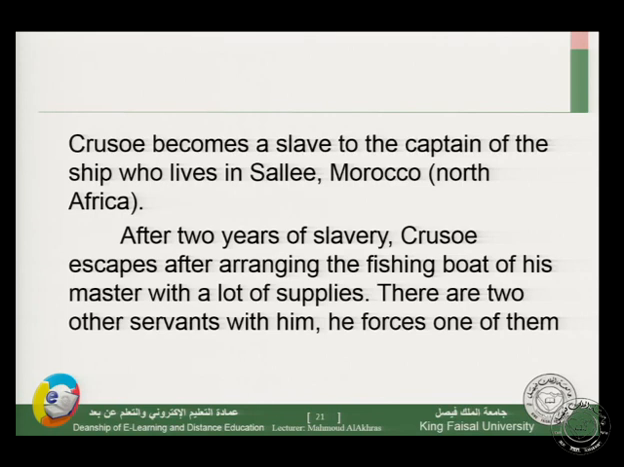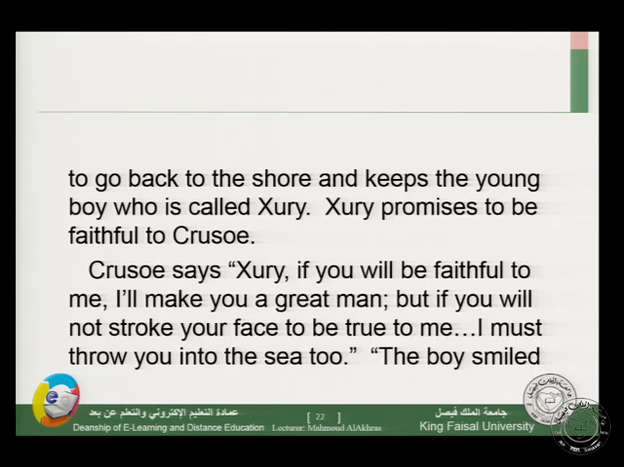There are 2 other servants with him. He forces one of them to go back to the shore and keeps the young boy, who is called Kasuri. Kasuri promises to be faithful to Crusoe. Crusoe says, "Kasuri, if you will be faithful to me, I'll make you a great man. But if you will not be true to me, I must throw you into the sea again." So we can see the relationship between the slave and the master. We have a kind of superior relationship between Crusoe and Kasuri.